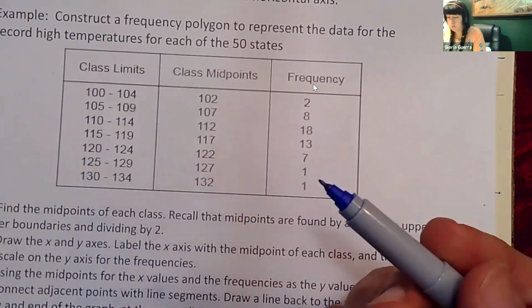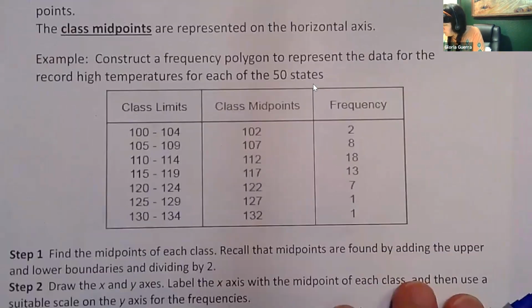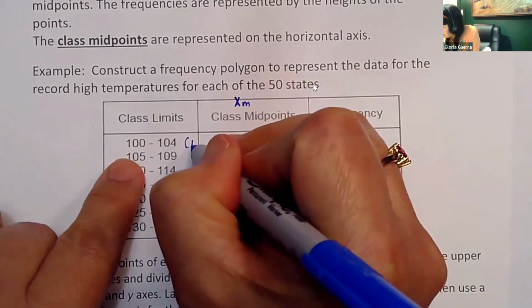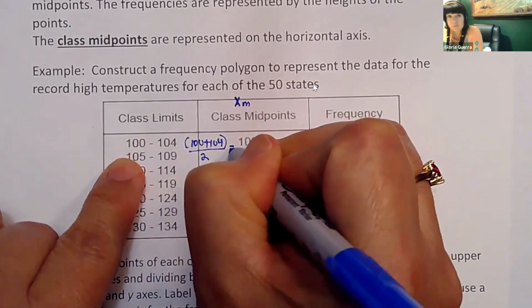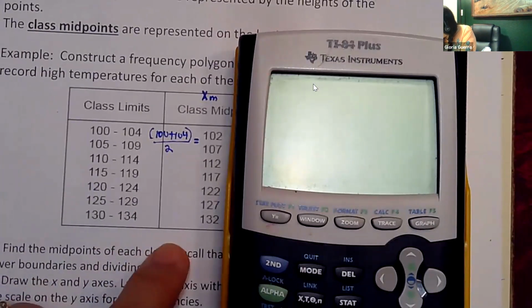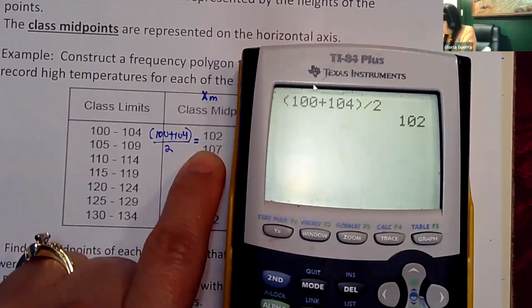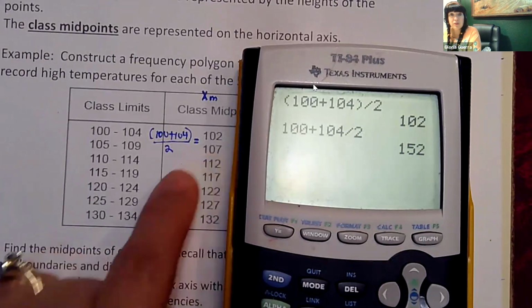They have the class midpoints filled out, which is something you'll have to do when you do your homework. So remember how to find your XM, your midpoints. Remember here you would take 100 plus 104 and then divide that by 2. Okay, and you got to put in the parentheses. If you don't put the parentheses, you'll get it wrong. So it's parentheses 100 plus 104, close parentheses divided by 2. And you see how I get 102? Watch what happens when I do it without the parentheses. See how I don't get the same answer? So you want to be careful there, okay?